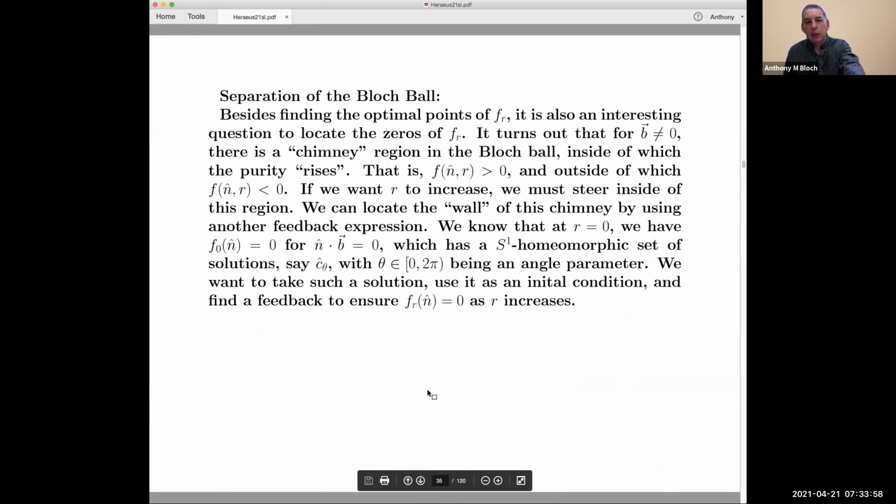In addition to finding the optimal points of F_R, that's the optimal trajectory which maximizes or minimizes purity, it's also interesting to locate the zeros. That's where the purity is no longer maximized or minimized. It turns out that for B not equal to 0, there's a chimney region in the Bloch ball inside of which the purity rises. So F hat of (n, R) is greater than 0 inside, and outside of which it is less than 0. If you want R to increase, you've got to steer inside this region. And you can actually compute the wall of this chimney.